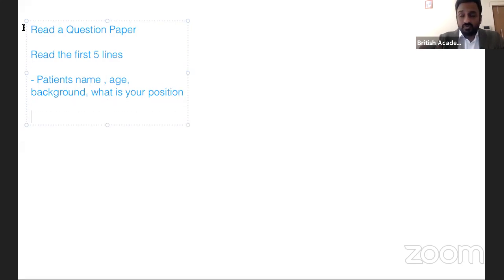Now, after reading the first 5 lines, don't sit and read the entire letter. Go to the last event which is given to you. Last event plus writing task. Whatever the last event mentioned over there, read that and read the writing task. I'll show it on the live question paper, how this works and how useful it is. So make sure you read the last event and the writing task.